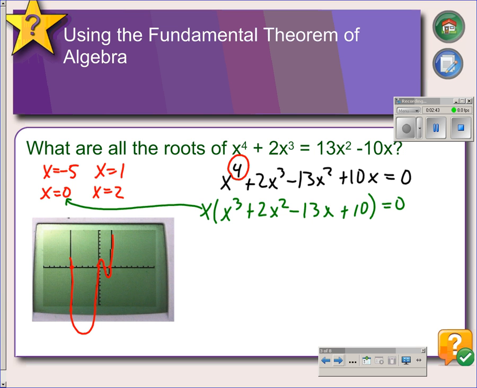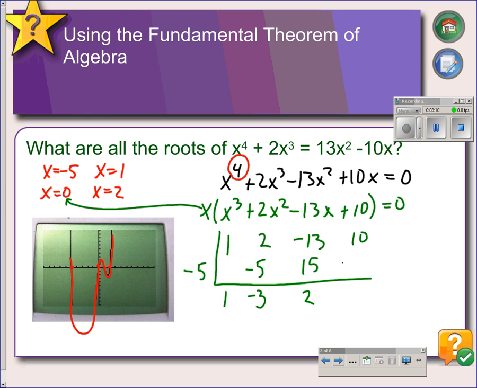Okay, now I'm going to put out the coefficients on this remaining polynomial, the x cubed plus 2x squared minus 13x plus 10. And I will do synthetic division with the other 3 zeros. So I'm going to start with negative 5. So I drop down the 1. 1 times negative 5 is negative 5. Add the column. Multiply by negative 5. Add the column. Multiply by negative 5. Add the column. This tells me there's no remainder. And since there's no remainder, that means x equals negative 5 is a root or a solution or a 0, whatever you want to call it.